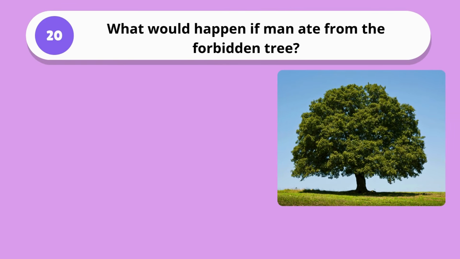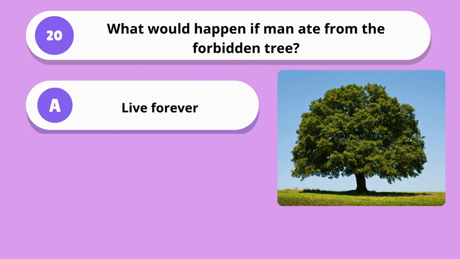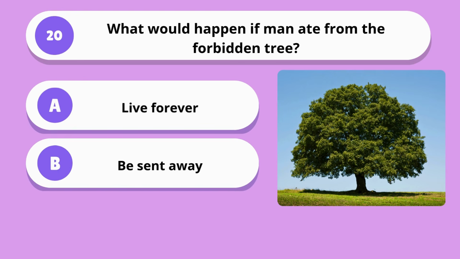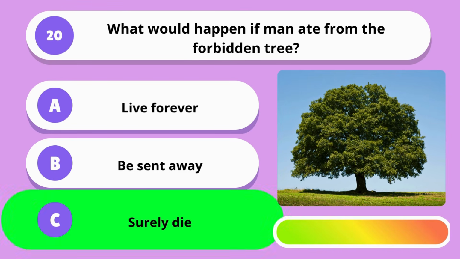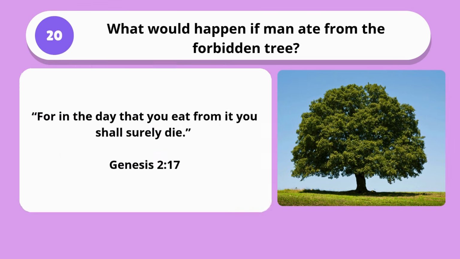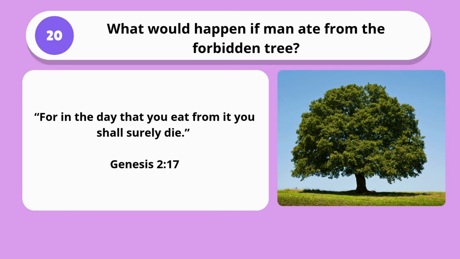Question 20. What would happen if man ate from the forbidden tree? A. Live forever, B. Be sent away, C. Surely die. The correct answer is surely die. For in the day that you eat from it, you shall surely die. Genesis 2:17. We've reached the end of our review of Genesis chapter 2.